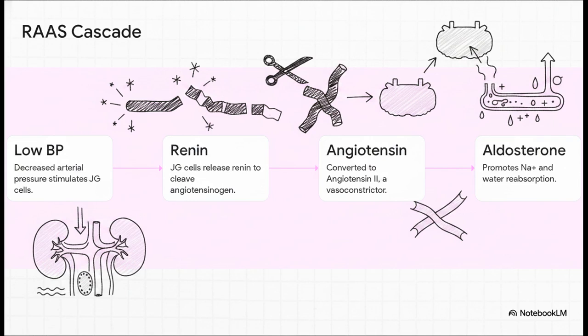So what actually happens when systemic blood pressure drops? Well, local baroreceptors trigger the JG cells to secrete the aspartyl protease renin directly into the blood. Renin then cleaves plasma angiotensinogen into angiotensin 1. Next, angiotensin-converting enzyme clips it into angiotensin 2. Now, angiotensin 2 is a potent vasoconstrictor, and it simultaneously stimulates the adrenals to secrete aldosterone. Aldosterone then acts on the distal tubules to promote sodium and water reabsorption, essentially rescuing blood volume and pressure.